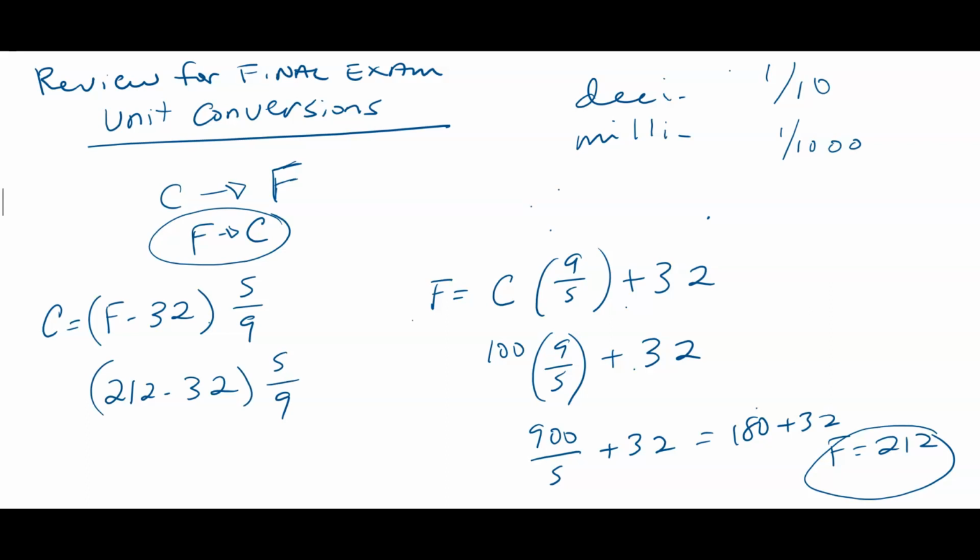So 212 minus 32, 180, times 5 divided by 9. Equals 100 degrees. So we got our answer back. So that's how you do the process of going from Fahrenheit to Celsius and Celsius to Fahrenheit using the formulas. I'm going to pause and start up the next topic.